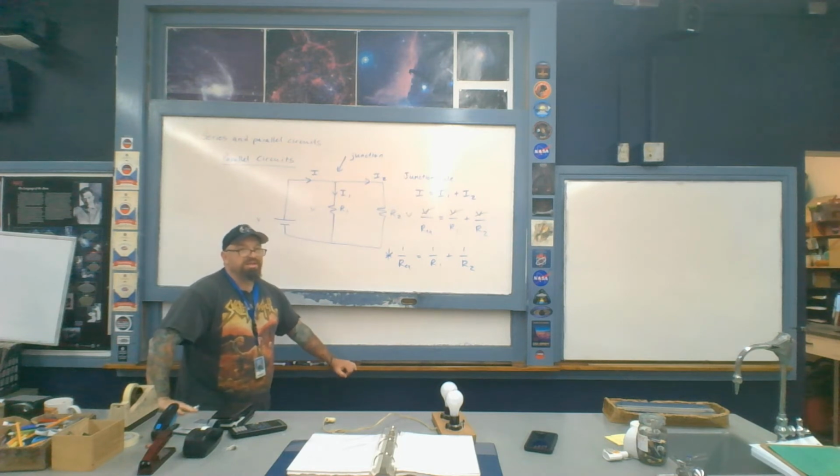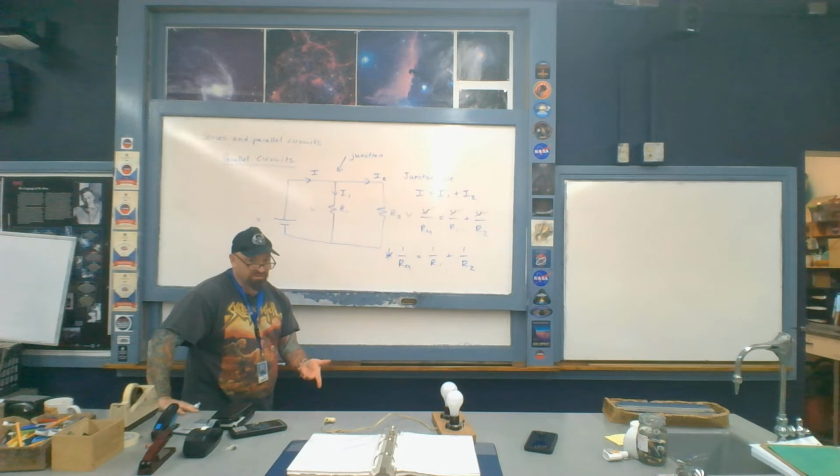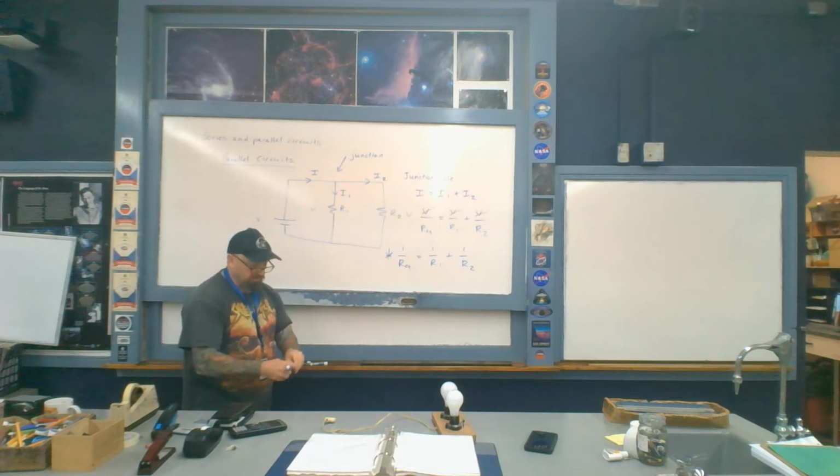Compare this to the capacitance in parallel calculation from chapter 24, the equivalent capacitance. When you have capacitors in parallel, you add them all together to get the equivalent capacitance. Here, however, when you have resistors in parallel, then it's a 1 over relationship like so.